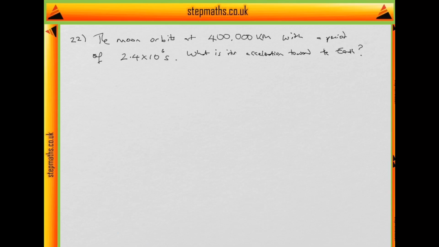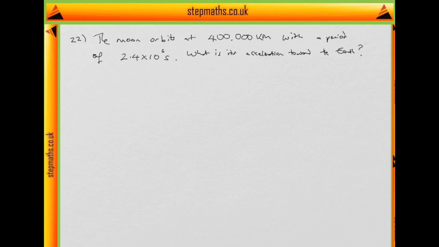So question 22 says that the moon orbits the Earth at 400,000 kilometers with a period of 2.4 times 10 to the 6 seconds. I'm asked, what is the acceleration toward the Earth? Well, the way we do this is we assume, as always, a circular orbit. And when we assume a circular orbit, as we know from our separate video on orbits, which I would recommend you watch, the centripetal force will be equal to the gravitational attraction from the Earth.